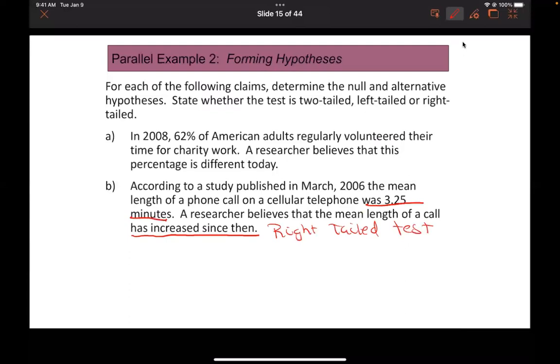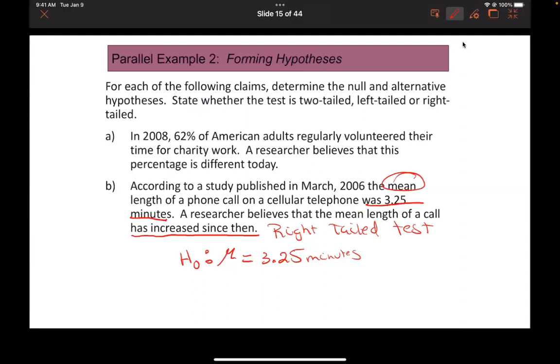Because to the right is where greater than is. So my null hypothesis, we're looking at the mean. So we think the mu equals 3.25. It is okay if you write the word minutes. It's not necessary. It doesn't matter. I don't think my open math has minutes. Units are not necessarily important here. It's really up to you.